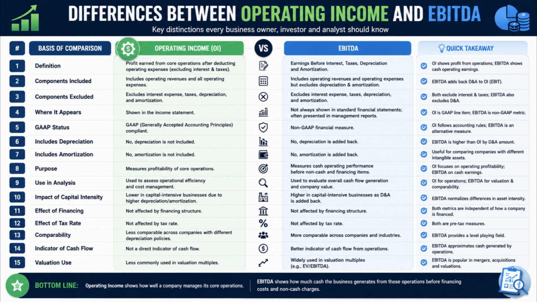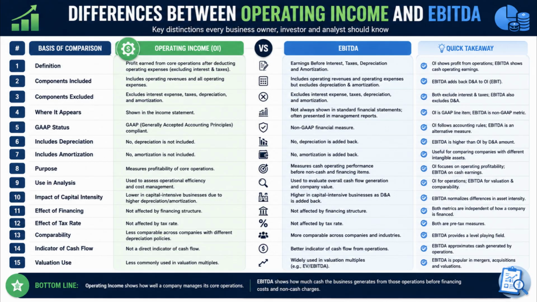Number 10. Operating income may appear lower in capital-intensive businesses due to higher depreciation expenses, whereas EBITDA appears higher because depreciation is excluded. Number 11. Operating income is not affected by financing decisions since interest is excluded, whereas EBITDA is also independent of financing structure.